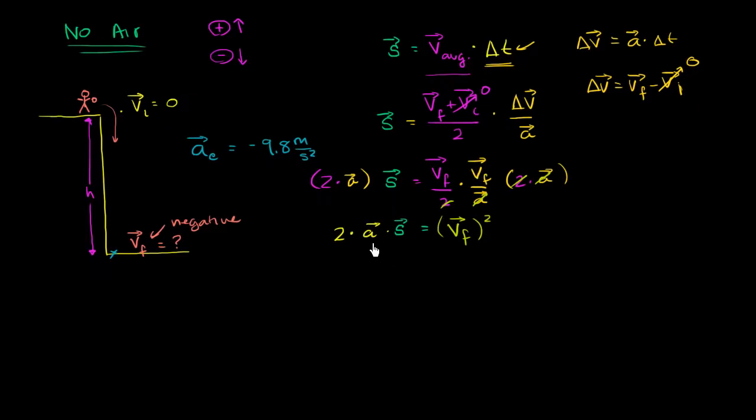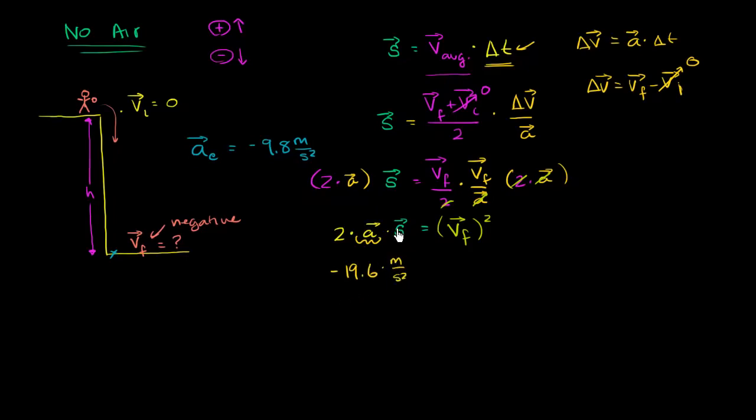So we know our acceleration is negative 9.8 meters per second squared. So let me write this over here. This is negative 9.8. So we have 2 times negative 9.8. Let me just multiply that out. That's negative 19.6 meters per second squared.